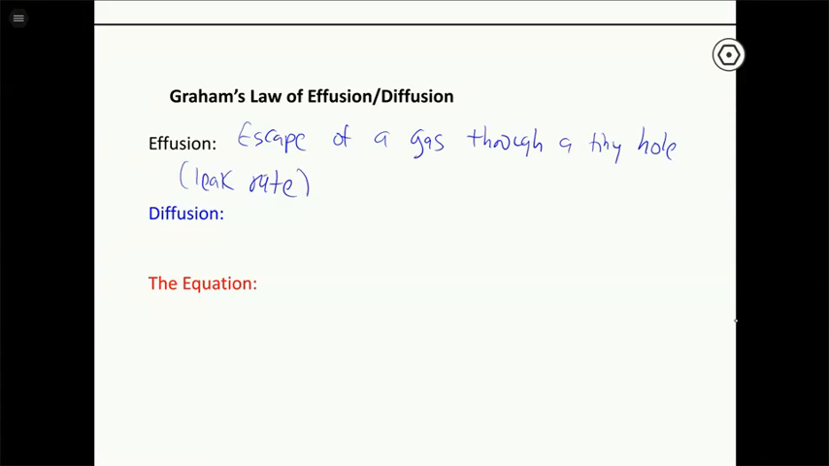That makes sense. And then diffusion, which is more directly related to velocity, is the movement of a gas through another gas.